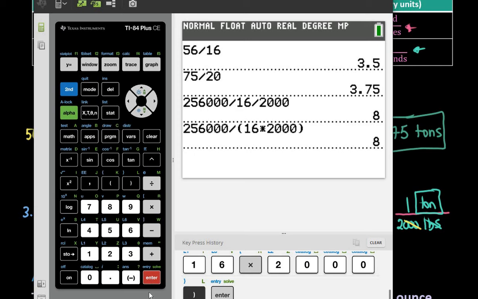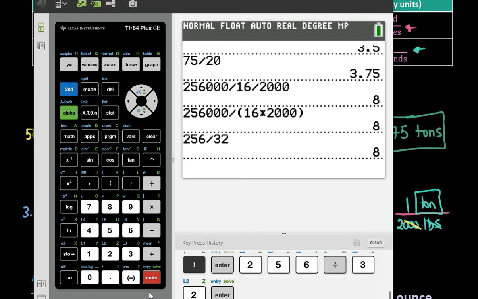Okay, or you could have reduced the values and done 256 divided by, and if you did the 16 times 2 and got 32, you would get the same answer. So there's a lot of different ways that you can plug things into your calculator. You do have to be careful.